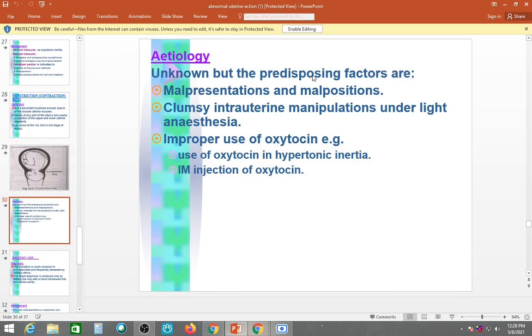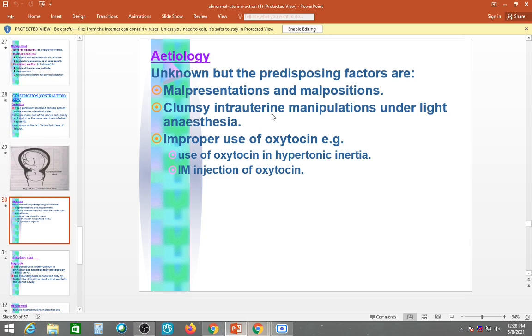Etiology. Unknown, but predisposing factors include malpresentation and malpositions. Malpresentations mean the fetal parts present abnormally, such as face presentations or brow presentations. Malpositions mean the position of the fetus is not normal, like left occiput anterior or right occiput anterior; it can be occiput posterior.